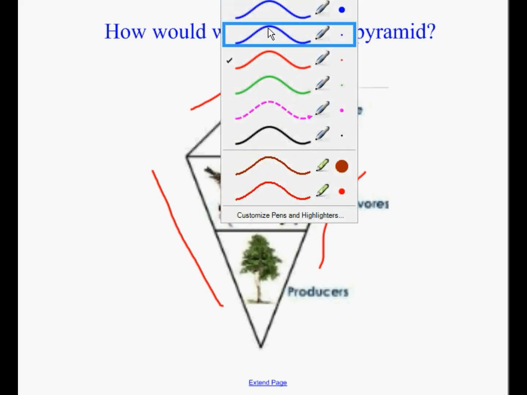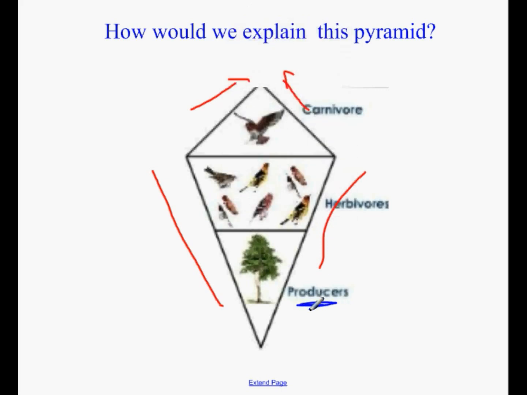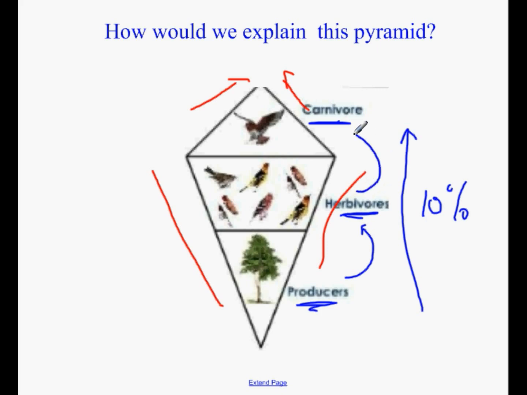We need to start with our producers at the bottom. Sure, we got our tree. Then we got birds who are herbivores. And then you got some sort of hawk or eagle at the top who's a carnivore. So energy is moving this way, and we assume it's following the 10% rule. Only 10% of the energy goes from here to here, right? Then only 10% of this energy goes from here to here. Fair enough, right? Now, how can we explain this?